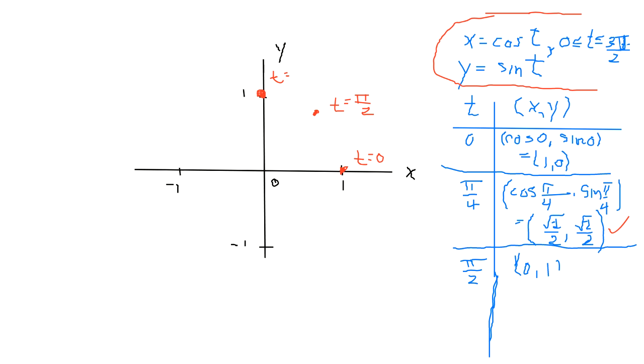Okay. What about at negative 1, 0? That's right, Tina. At negative 1, 0, the time would be pi. And again, all you need to do is evaluate the cosine and sine of pi, and you'll get negative 1, 0.